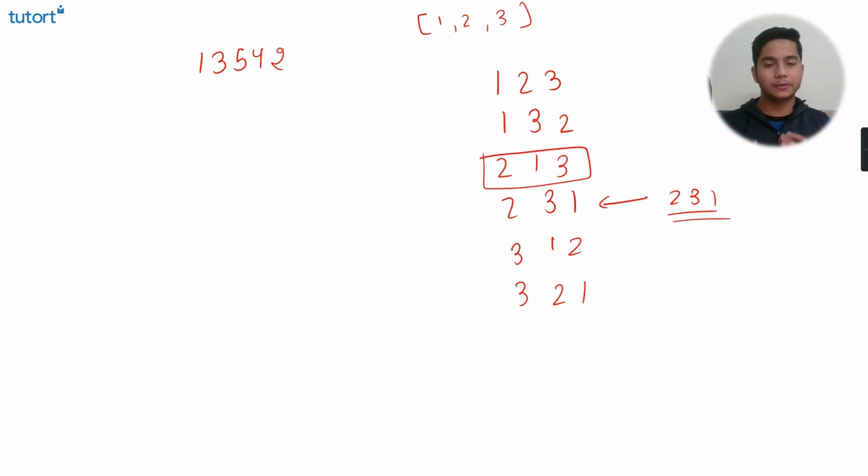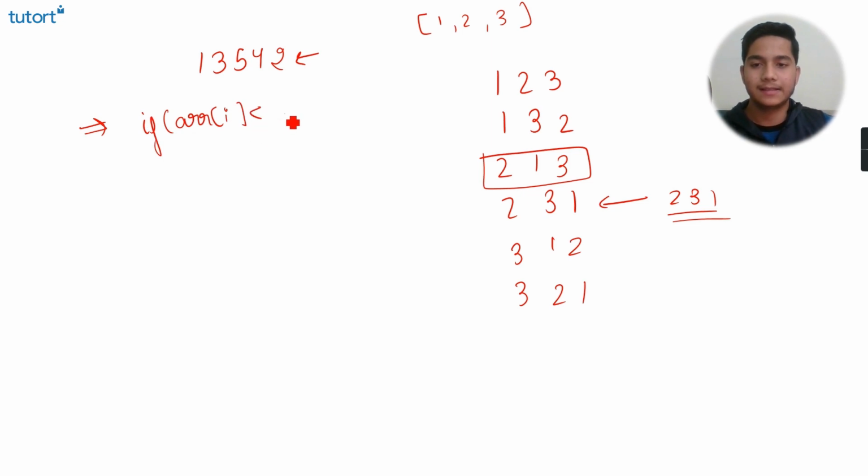So how we will do this? Let's first see how we will do this, then we will see how we build this logic, right? So there will be 4 steps. What we will do, we will start from the ending of the array or the sequence that we are given, and for this we will find if ARR of I is less than ARR of I plus 1, right? So this is what we will be finding.